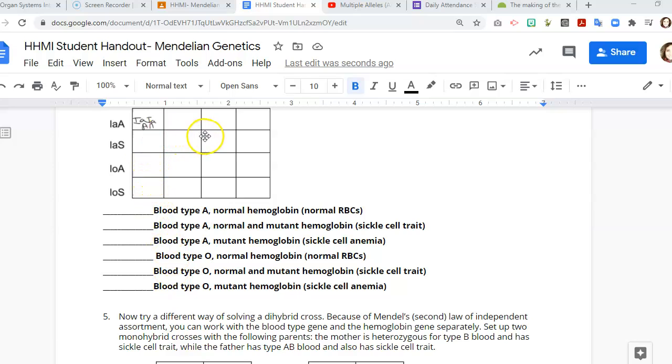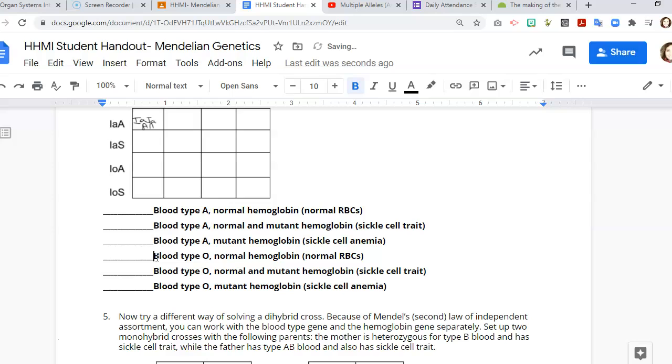So after you have completed the table, I need you guys to tell me how many out of 16 are blood type A with normal hemoglobin. Okay, how many of them are blood type A and have the mutant hemoglobin? So that would be the sickle cell trait. Remember that is AS. And then how many of them have blood type A with sickle cell anemia? And you have to do the same thing for blood type O.